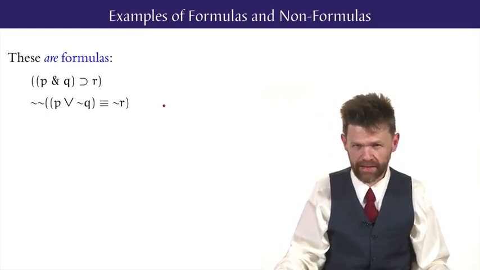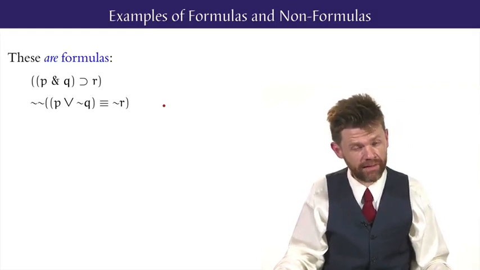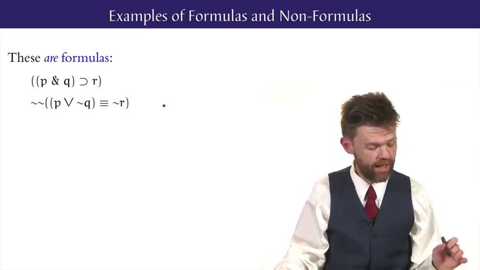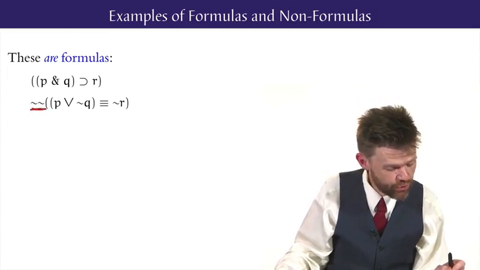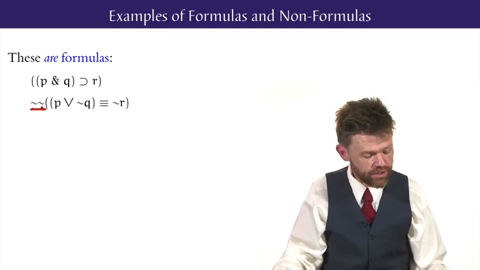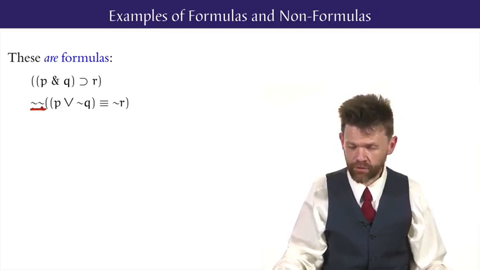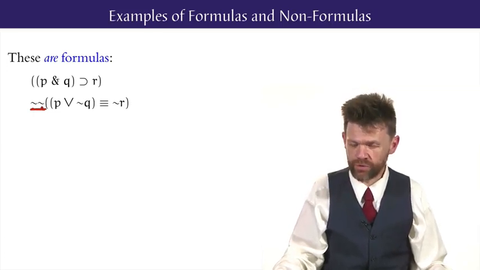Again, it's made out of the atoms P and Q and R, but now we use disjunction, the biconditional, and negation. And notice here we've got two negation signs out the front. This is the negation of a formula. That's still a formula, and it's still a different formula than the formula without the two negations.